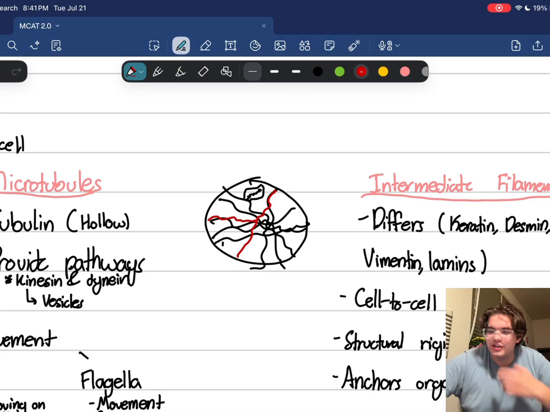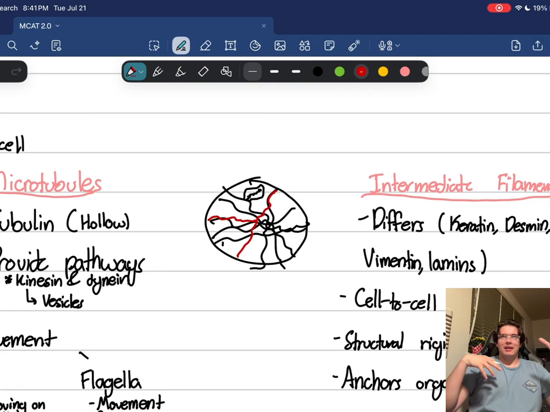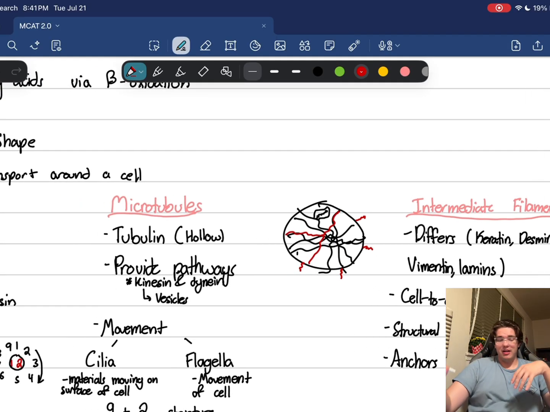So it's not all just intermediate filaments making that network inside the cell. It's also these other ones that are playing a part. And you, of course, have maybe microtubules on the outside working as cilia or flagella, just moving things around or moving the cell.